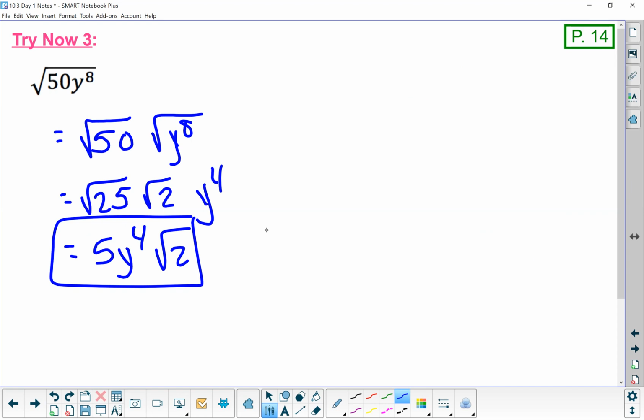So there's an introduction to adding and subtracting radicals. We'll do more with this tomorrow. Enjoy, work hard on your homework, and we'll see you tomorrow.